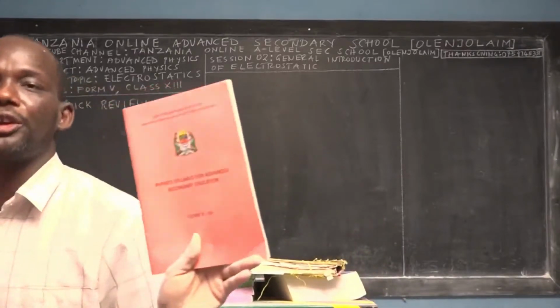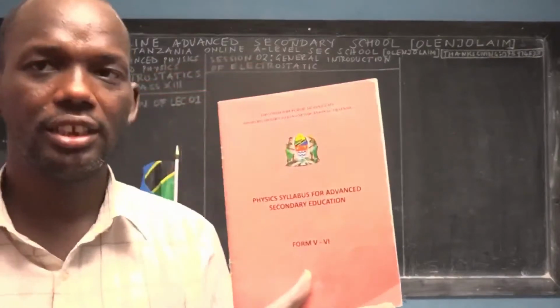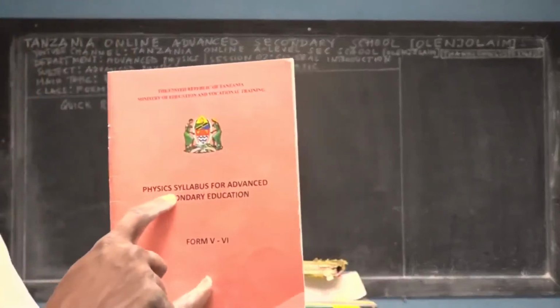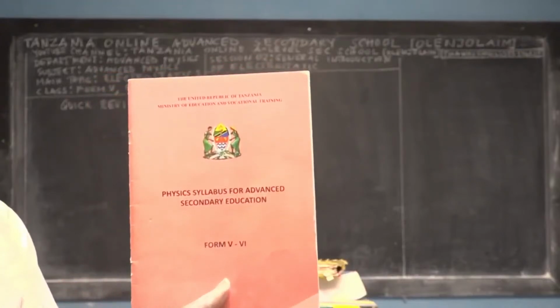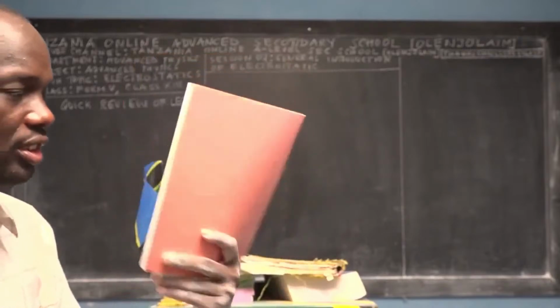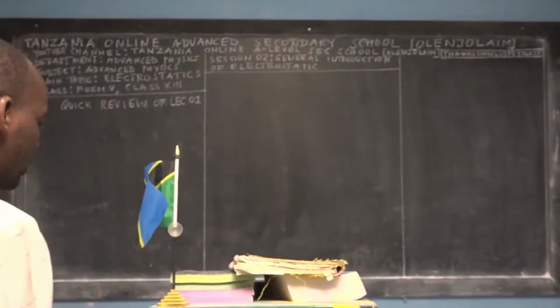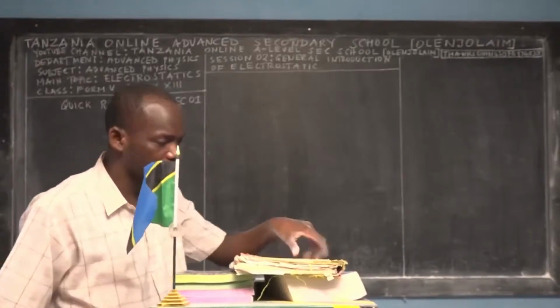Again, the principal requirement is a syllabus. This syllabus is known as Physics Syllabus for Advanced Secondary Education Form 5 to Form 6. So you should have it beside you, open it, and review it several times when you are doing your learning process.